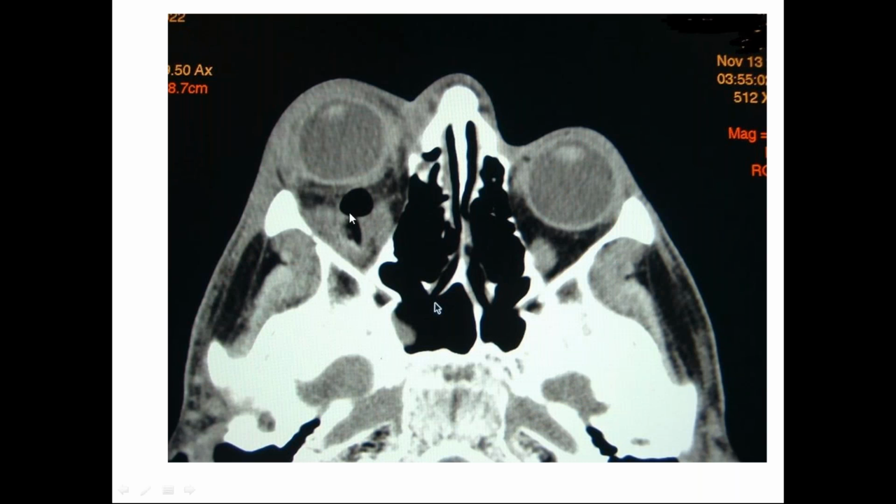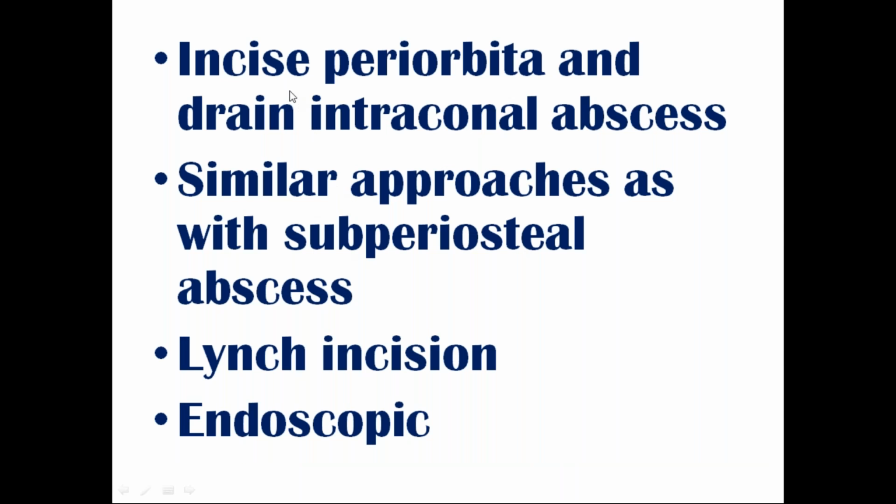You can see here, it is the abscess, collection of pus in the orbital contents. This is the breached part. We have to incise the periorbita or periosteum and drain the intraorbital abscess, with similar approaches as with the subperiosteal abscess, and Lynch or endoscopic approaches.